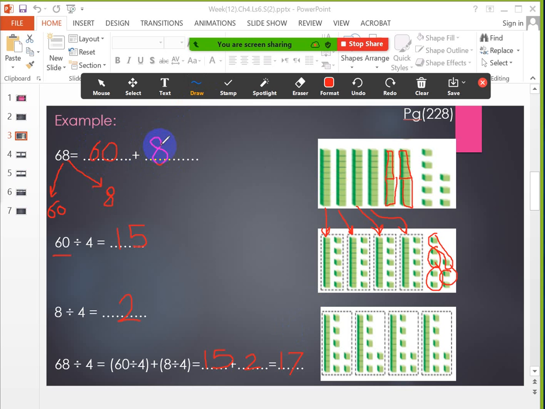Please write the answers in your book. This is how I will divide the number by using the distributive property. And if I want to also use the base 10 blocks, it will give me the same answer. If you finish, please type 1 in the chat, girls. If you have any question, please write it in the chat box.